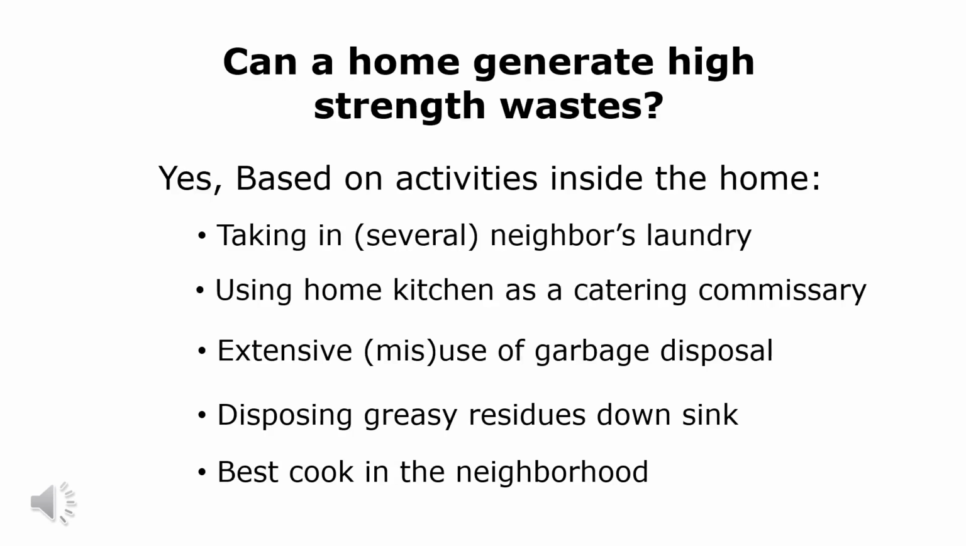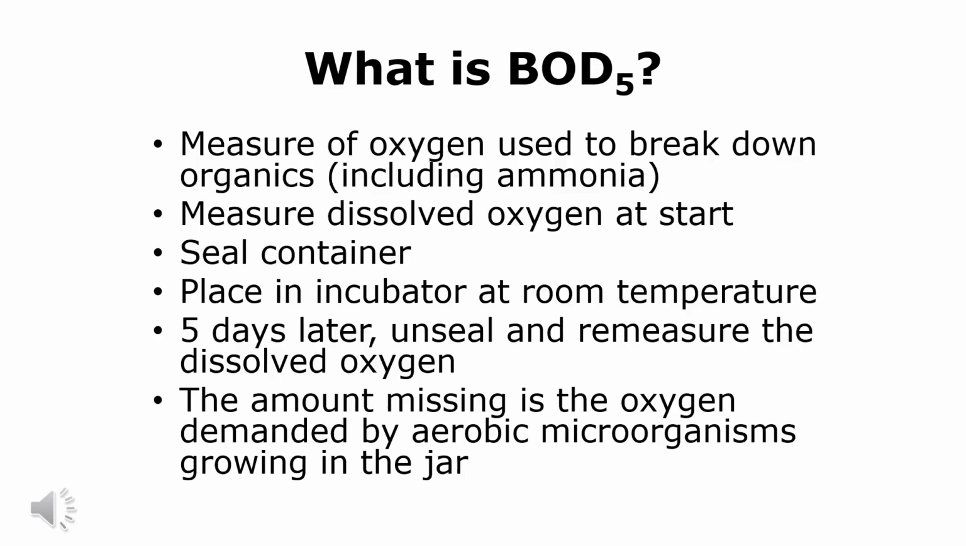Next, let's explain how a laboratory measures these strength parameters. I want to demystify these procedures so you will understand them better. Biochemical oxygen demand is a measure of the oxygen used to break down organics in the wastewater. The test begins by measuring the dissolved oxygen found in a sample. The container is sealed airtight and placed in an incubator at 68 degrees Fahrenheit. No light is allowed in the cabinet during the 5-day incubation period. Then the container is unsealed and the dissolved oxygen is remeasured.